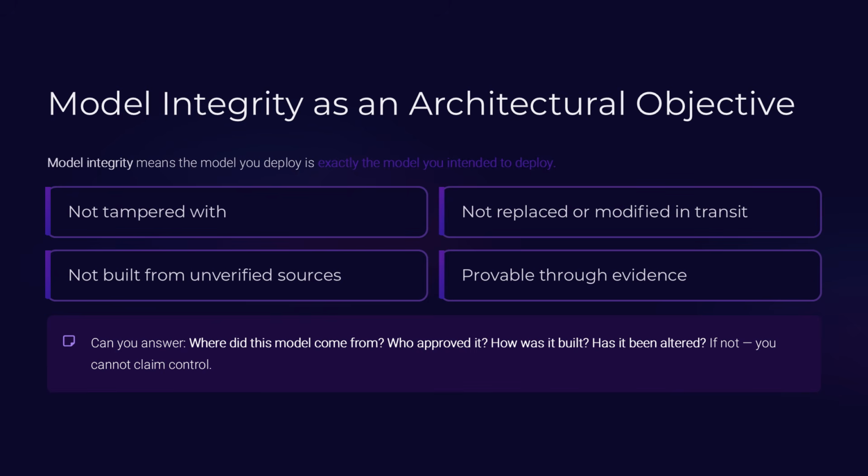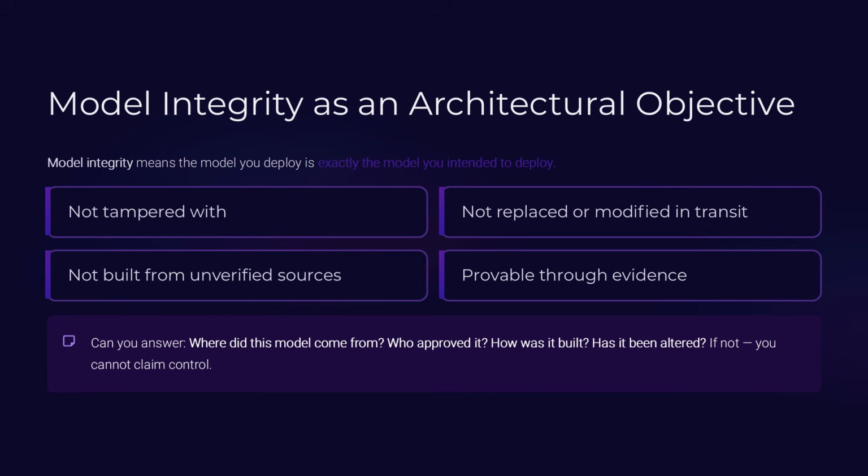Model integrity means that the model you deploy is exactly the model you intended to deploy. It has not been tampered with. It has not been replaced. It has not been modified in transit. It has not been built from unverified sources. It has not been packaged with untrusted dependencies. Model integrity also means that you can prove these statements through evidence.